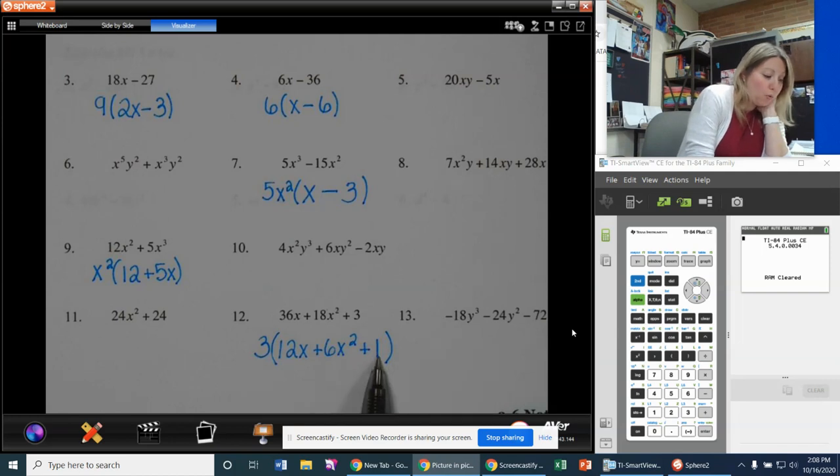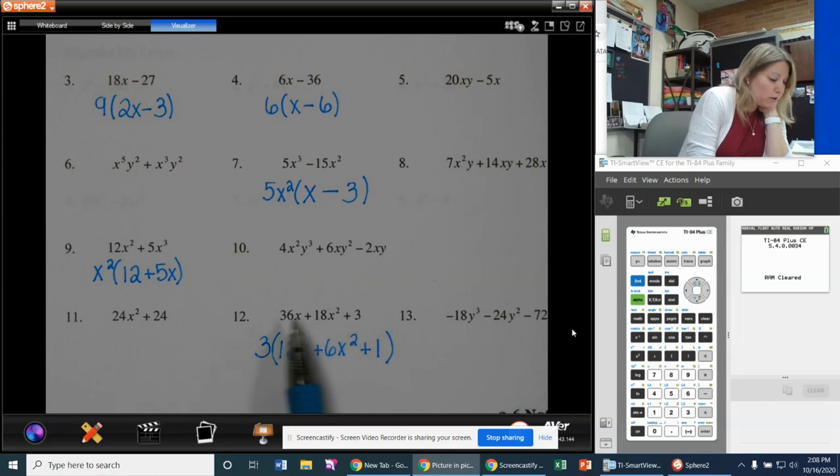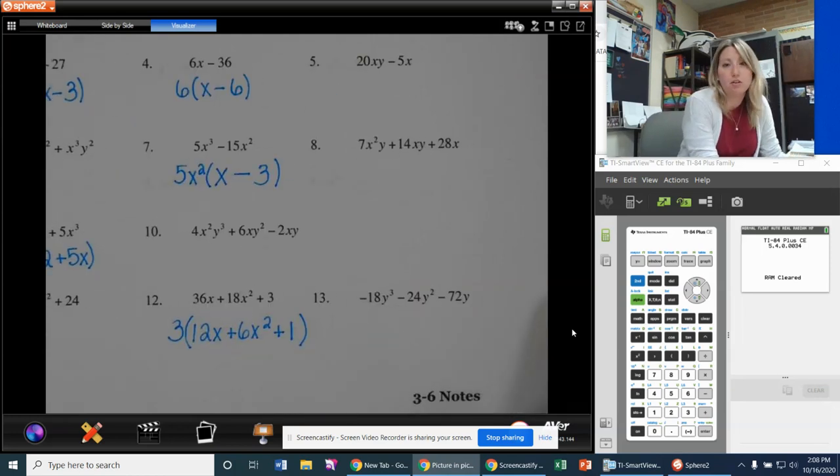So there's always the same number of pieces in the leftover as there were in the original. 1, 2, 3, 1, 2, 3. GCF is one factor, leftover is the other. Okay, what if on something like number 13, all of them are negative?